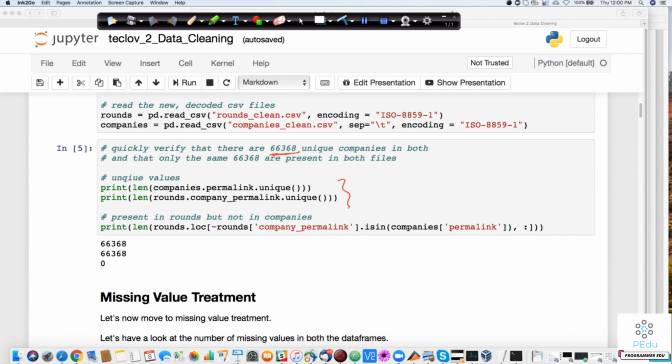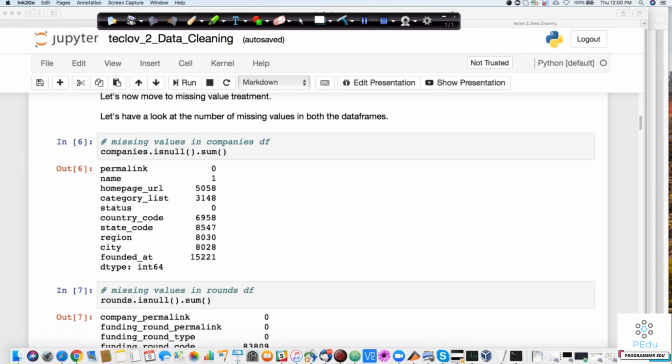So we can look at the unique values, and if you look at this, there should be 0, right? It means there should be no output where I have a permalink present here but not present here. So now let's do the missing value treatment and see how many missing values we have. In order to deal with it, we're going to look at the missing values and do the sum of all that, and these are the missing values.